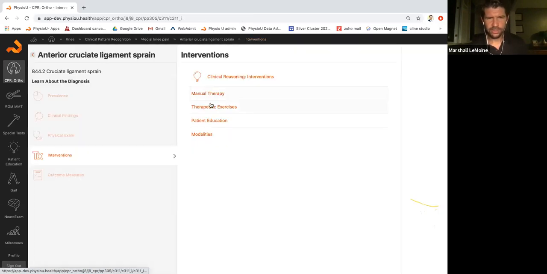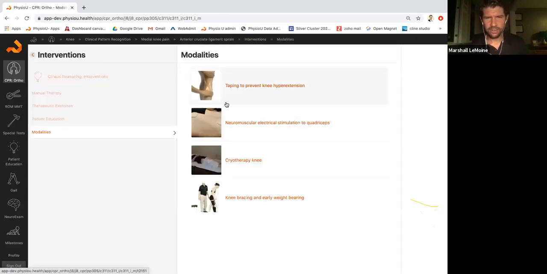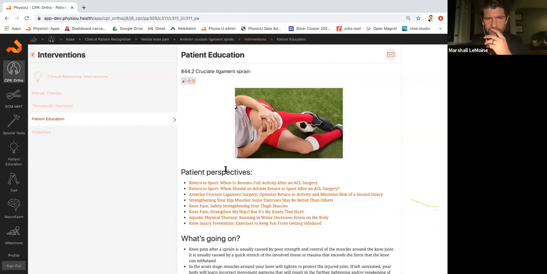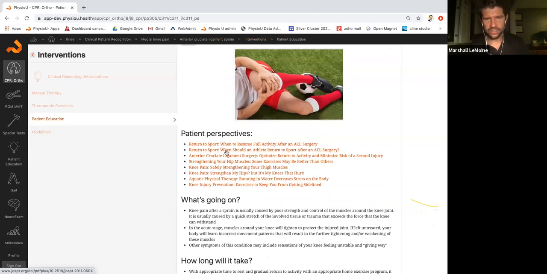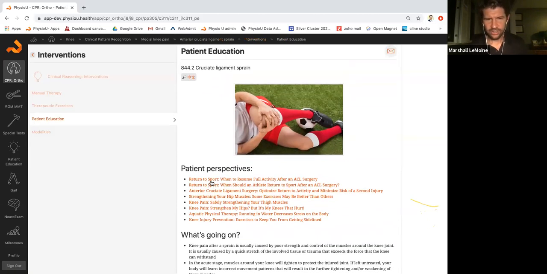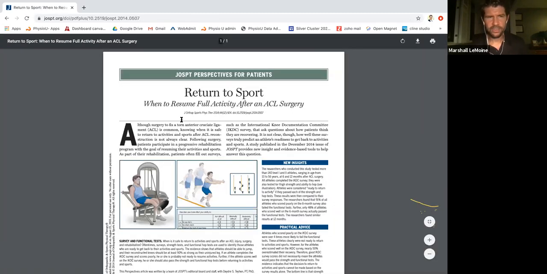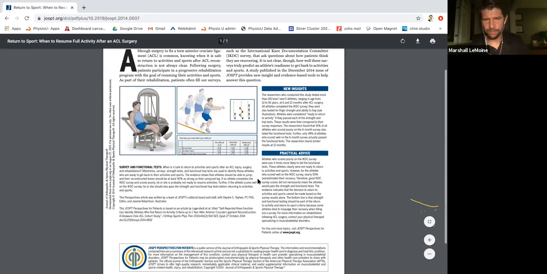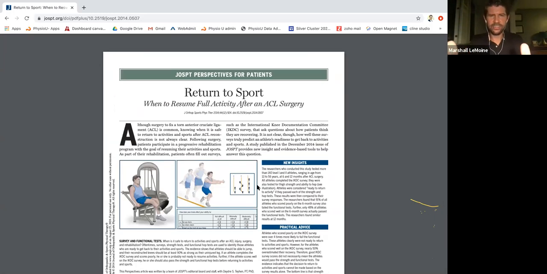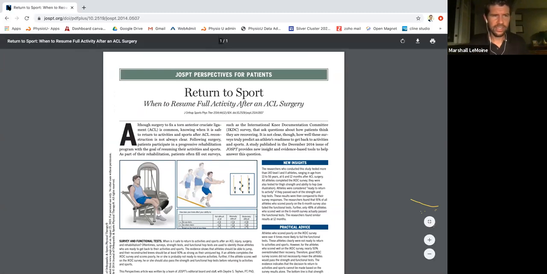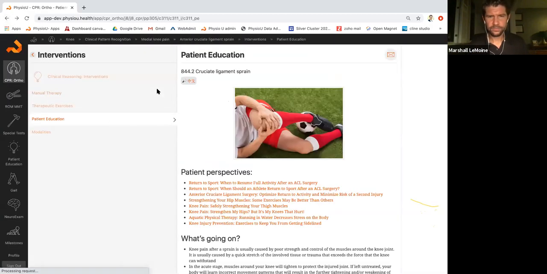But if we continue under interventions, we go to modalities. You have different modalities to help control pain, control swelling. It's part of it. Physical education, right? This is where we have all the different things that we can email out to a patient. So if I go to return to sport, you can then just click it. This is a JSPT perspective. So it takes you to this return to sport, and it pretty much sums up a lot of what I just said tonight that you can email to a patient to really try to use that way, to work on some of the things in preparation for discharge.